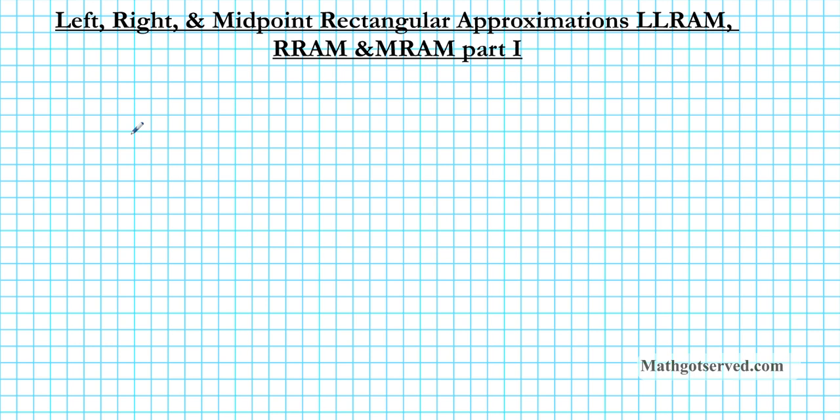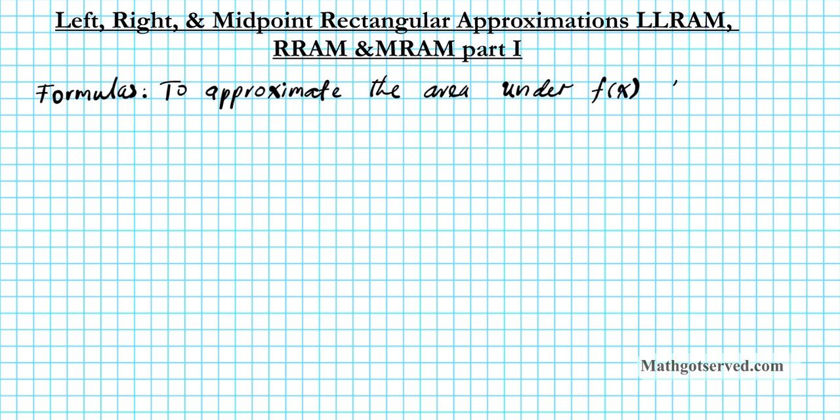All right, so the formula is as follows. Let's write this down. Formulas. To approximate the area under a function f of x, from x sub 1 to x sub n, which is an interval on the x-axis, okay?